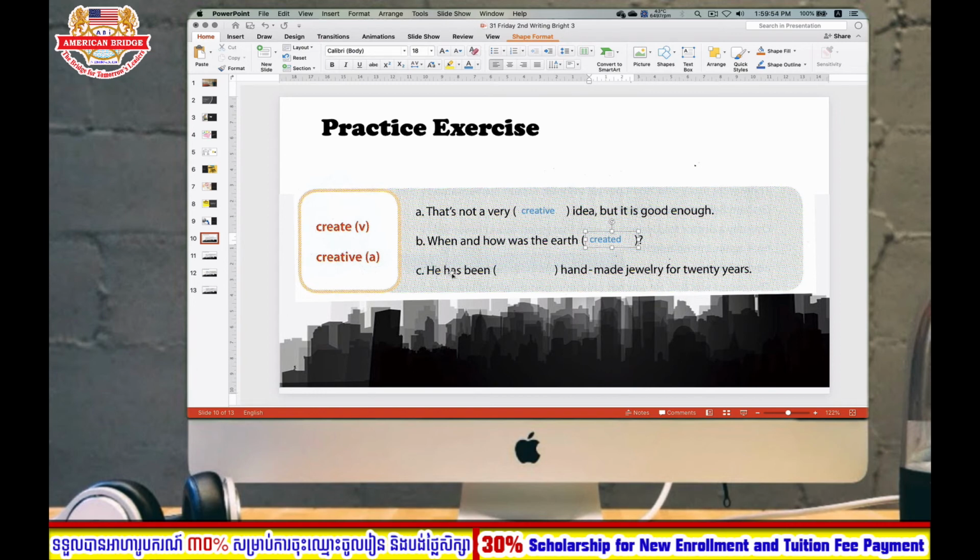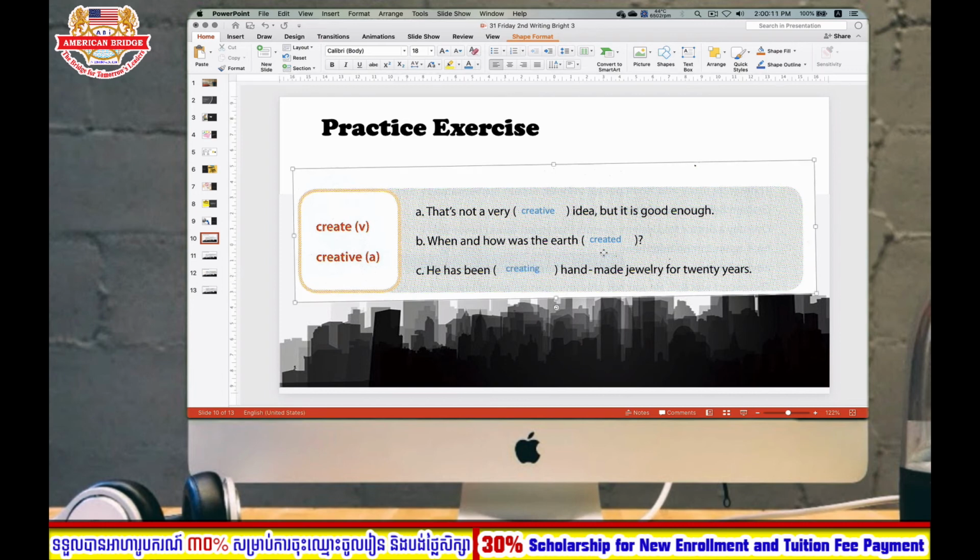Let us see. He has been. This is the present perfect continuous. So the word here is the verb with ing, creating. He has been creating handmade jewelry for 20 years.